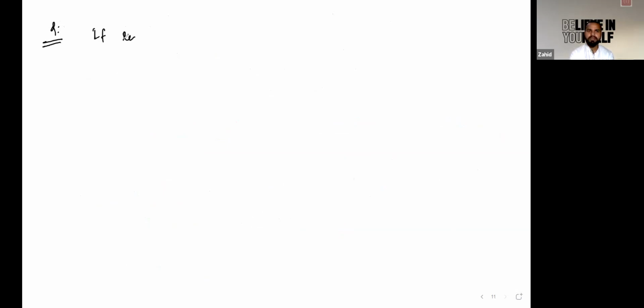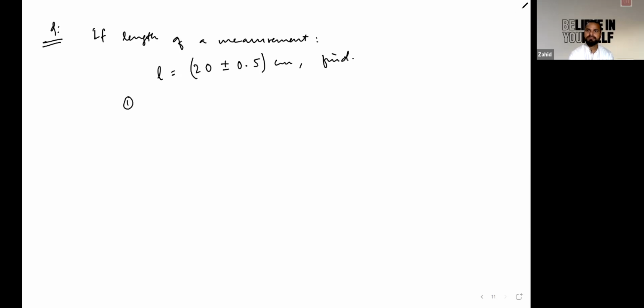If the length of a measurement L is equal to 20 plus minus 0.5 centimeter. Find first the percentage error.